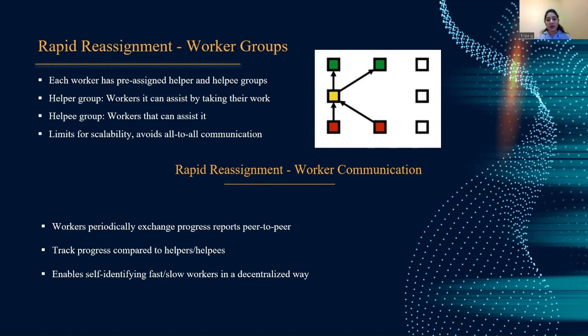And additionally, workers periodically exchange progress reports directly with each other, enabling them to track their progress relative to their helper and helpee groups. This decentralized communication allows workers to identify themselves as either fast or slow based on their progress compared to others, facilitating efficient task redistribution without centralized coordination.